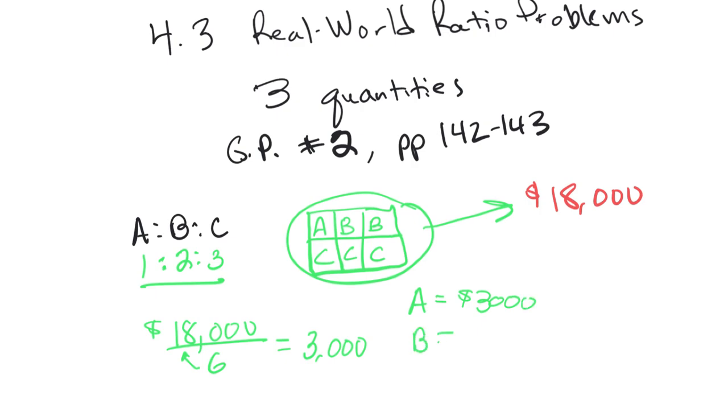Charity B is going to get 2 parts, which is 3,000 times 2, or $6,000. And charity C is going to get 3 parts worth 3,000 each. So 3,000 times 3 is $9,000. Oops, too many zeros. Let's back that up. There we go, $9,000.